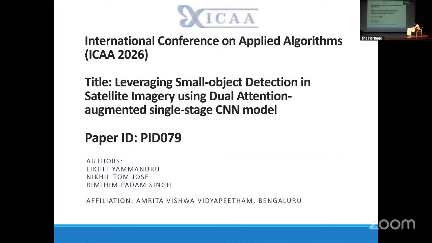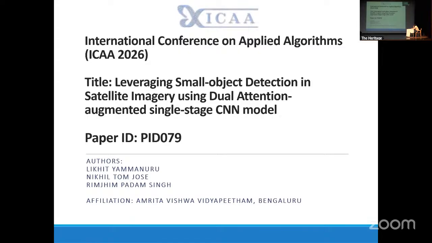I'm going to be presenting the paper about small object detection in satellite imagery. This paper is not just focused on small object detection, but also on the medium-sized objects within the satellite imagery. And that is one key point within our paper. To summarize the entire work, we have modified a YOLO 11 model with the global attention module and ECA attention modules.